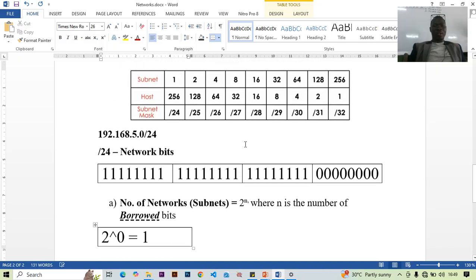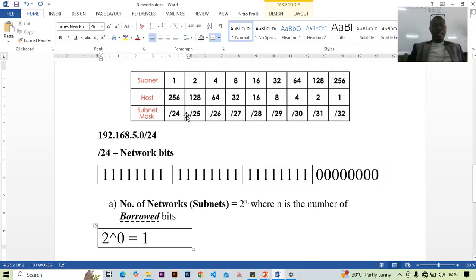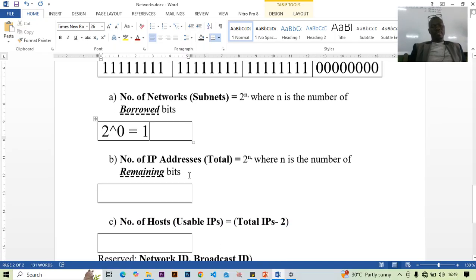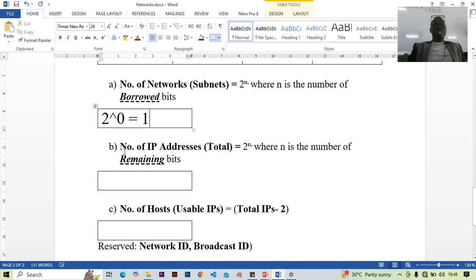So you realize that also in our reference table here, /24 simply means you can only create one subnet, or one network. And so we have proven that indeed a /24 has only given us one network, because there's nothing that was borrowed from this side. So having done that, we'll go to the next thing.